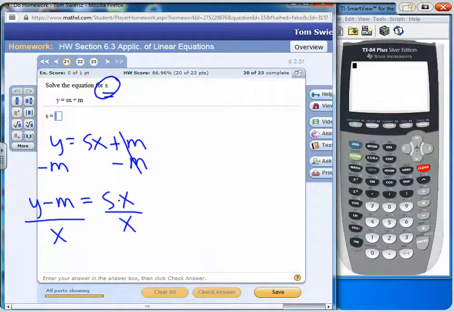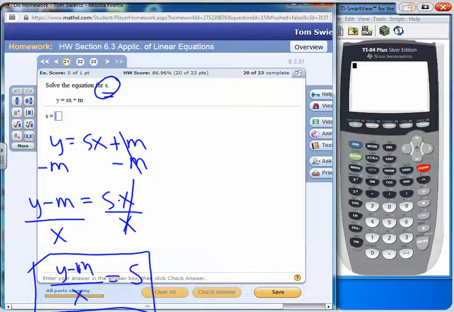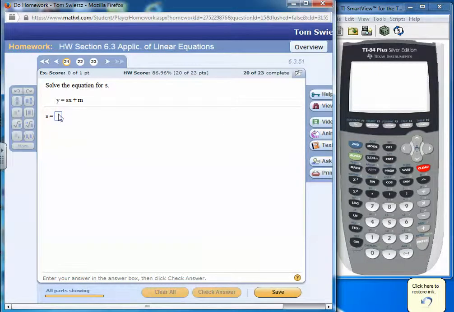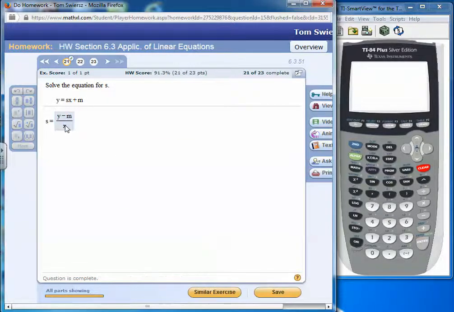Now, you can just leave this as a fraction. MyMathLab will accept this as an answer. Y minus m over x, and that is indeed our answer because the x over x is 1. 1 times s is just s. And again, we're finished because we're supposed to solve for s. So we get simply y minus m all divided by x, or the fraction y minus m over x. Okay, so again, choose the fraction y minus m, and x is in the denominator.